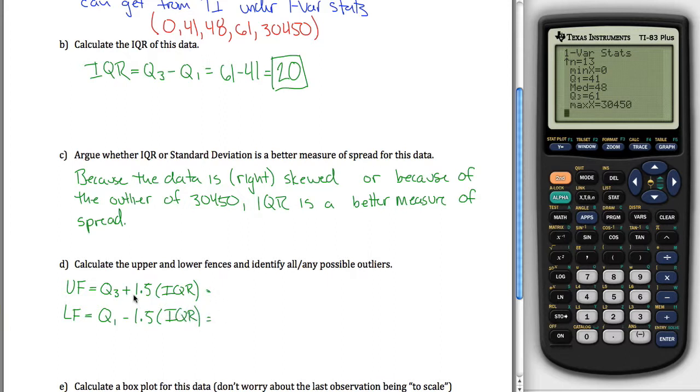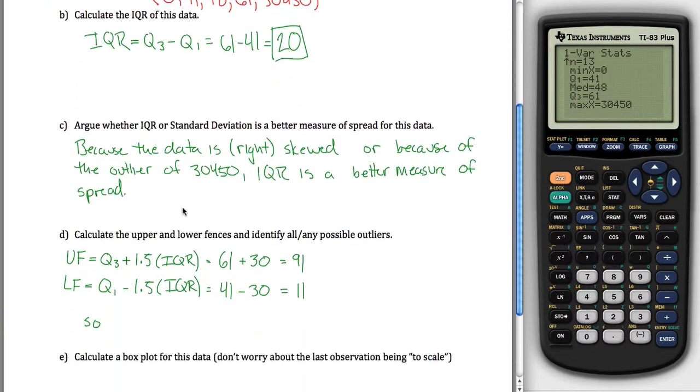And what's good is that we've already calculated all these things. We know that the third quartile from above was 61. The first quartile was 41. And our interquartile range was 20, so 1.5 times 20 is 30. So 61 plus 30 is 91, and 41 minus 30 is 11. So here are our fences. Any observations that are less than 11 or greater than 91 would be considered outliers.